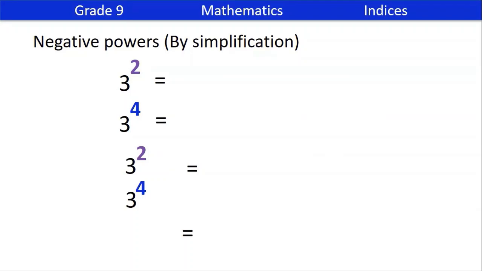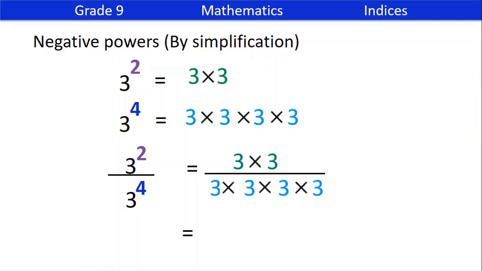So now we're going to learn a new concept under the lesson indices. This is about negative powers. Here, first of all, you can see there is 3 to the power 2, and in the second one, that is 3 to the power 4, and if it is 3 to the power 2 over 3 to the power 4, that can be written like this. So by simplification, we get the answer for 3 to the power 2 over 3 to the power 4 as 1 over 3 to the power 2.